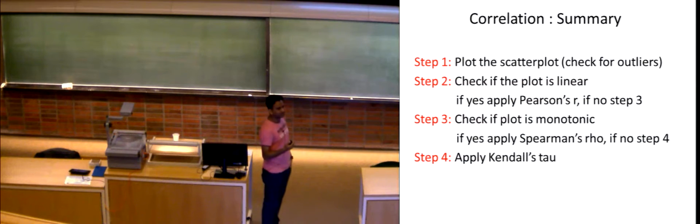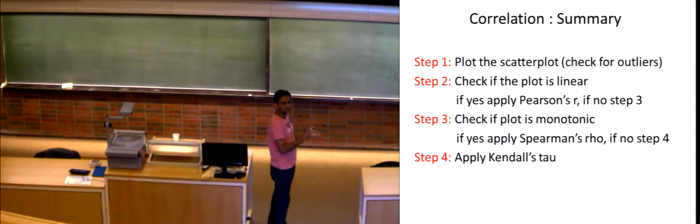Whenever you want to quantify the correlation in your experiment, step 1 is to plot a scatter plot. Always plot first before quantifying the Pearson's value. Check if there are outliers. Step 2, check if the plot is linear. If it is linear, then apply Pearson's correlation coefficient. Yeah? If not, then check if the plot is a monotonic relationship. If it is, then apply the Spearman's rho. Yeah, you can quantify the Spearman's rho.